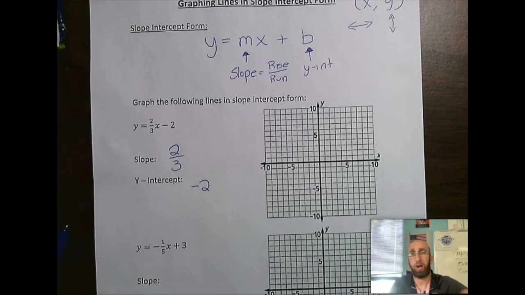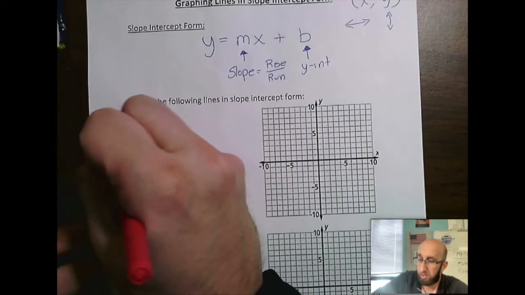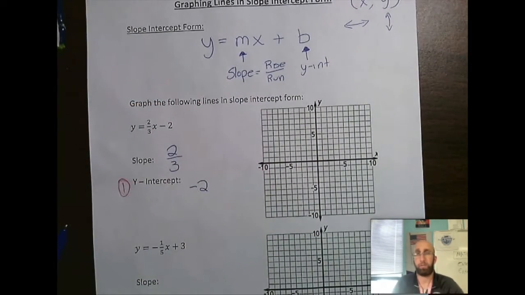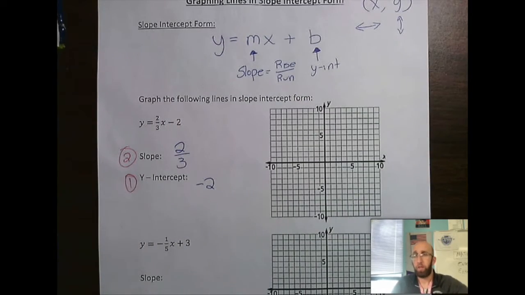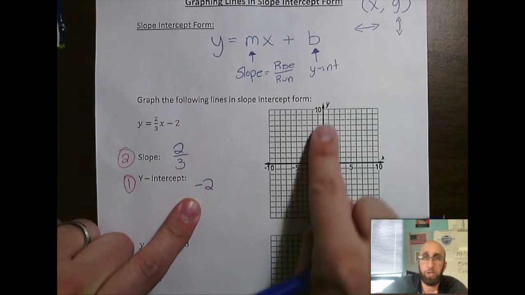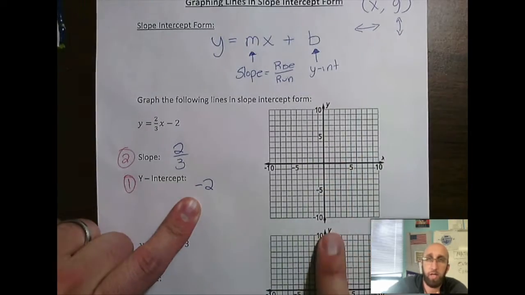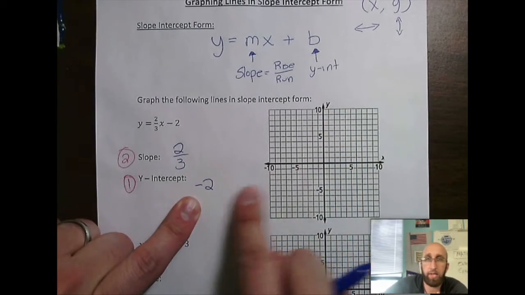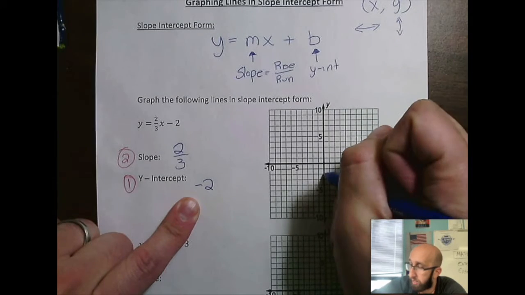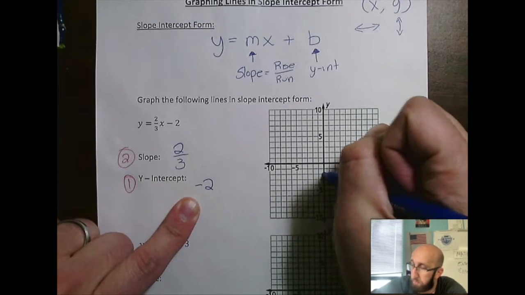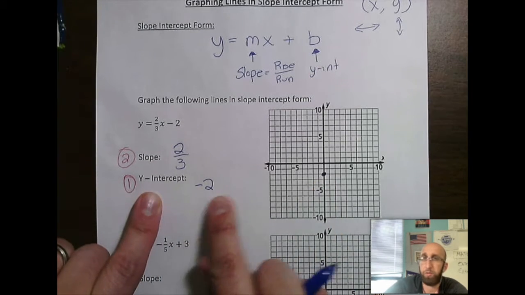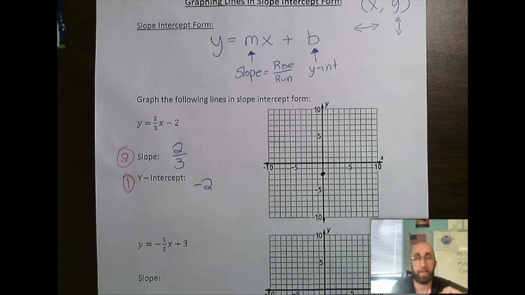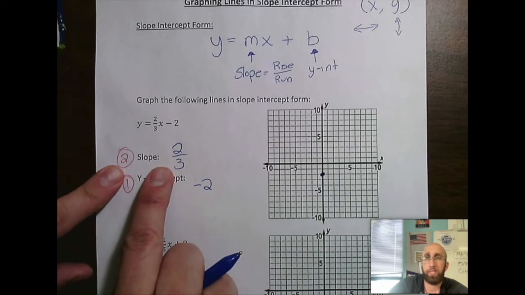How I'm going to graph this problem is I'm going to first start with my y-intercept, and then use my slope to get the rest of this line. The y-intercept is at negative 2, which just means I cross the y-axis at negative 2. So I go down on my y-axis to negative 2 and put a point there. That's the first thing I do: I always start with my y-intercept. The second thing I'm going to do is my slope.